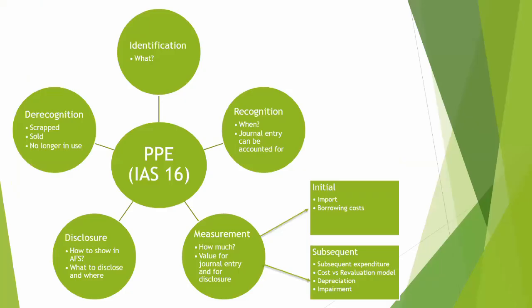As a mind map to see where we're at, we have already identified that the item is property, plant, and equipment. We've decided that we can recognize this item as property, plant, and equipment. We have performed the initial measurement, so we have recorded this item at its cost in connection to the IAS 16 principles. And we are now going to be applying subsequent measurement principles to this item.